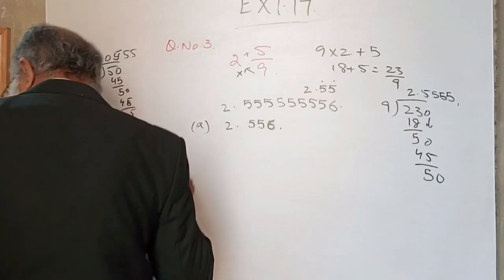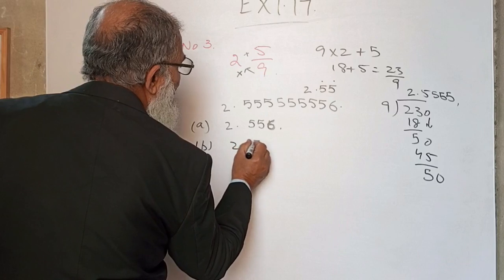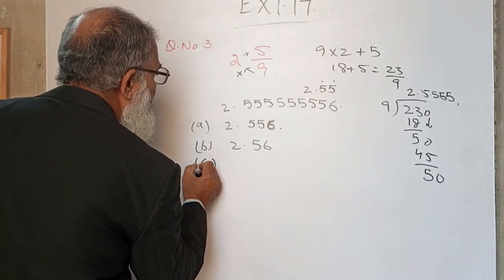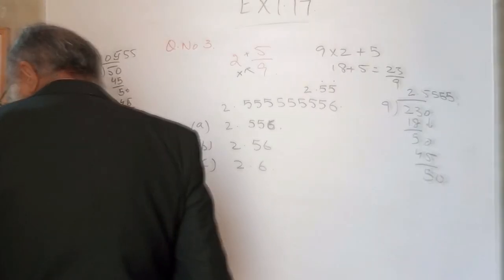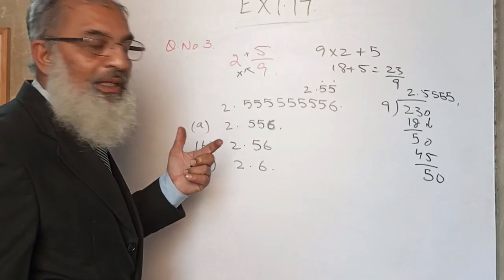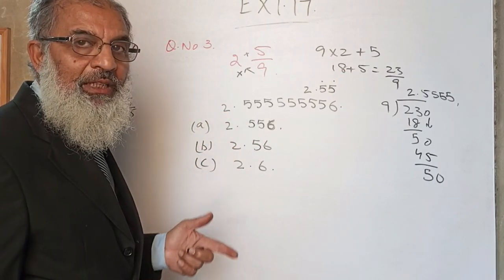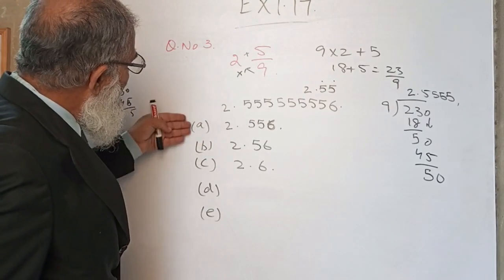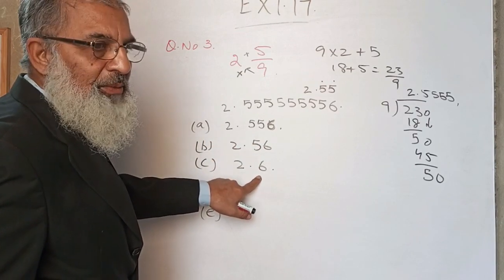This is your first answer, 2.556. For part B, up to 2 decimal places, it will become 2.56. And for C, it is for 1 decimal place. Then D, E, F are up to 3 significant places. These A, B, C are up to 3 decimal places, 2 decimal places and 1 decimal place.